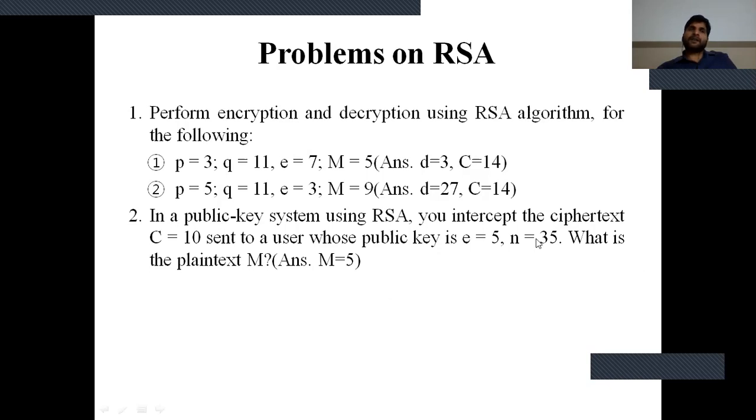After calculating the factors, we calculate the quotient function. 6 into 4 equals 24, that is, P minus 1 into Q minus 1, because the value of P equal to 7 and the value of Q equal to 5. After calculating the quotient function, we calculate the value of D: E into D equal to 1 mod phi n. So the value of D is calculated. E into D equal to 1 mod 24. So we select the value 25. Calculating the value D equal to 25 by 5 equal to 5.